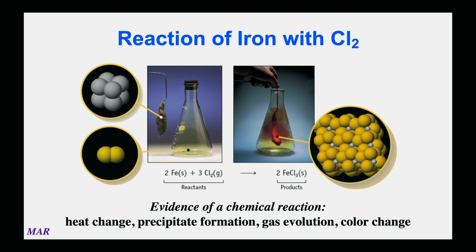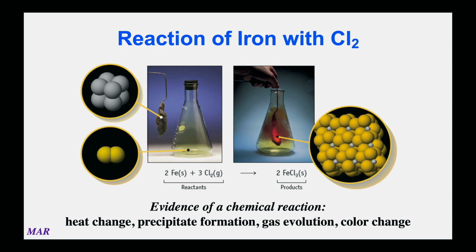So in this reaction, the reactants are 2 irons and 3 chlorines. They make 2 iron 3 chlorides, 2 moles of product, as we're going to see. There's a little thing down there. The evidence of a chemical reaction can be observed a lot of times or felt. Heat change is definitely something you can see in that picture up there. That looks like some pretty good energy coming out, so that's going to be one way.